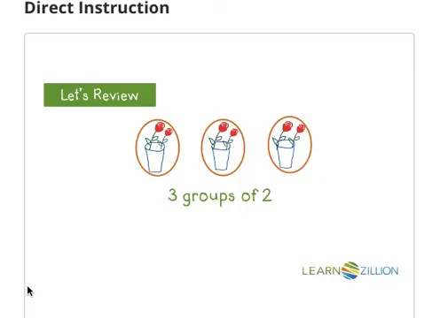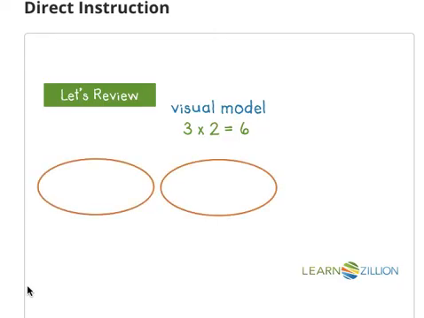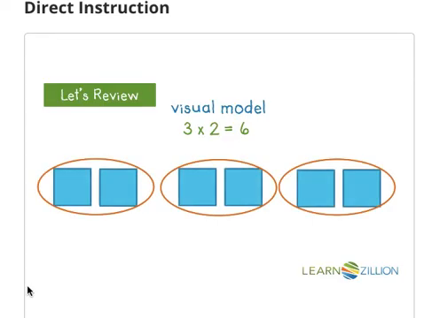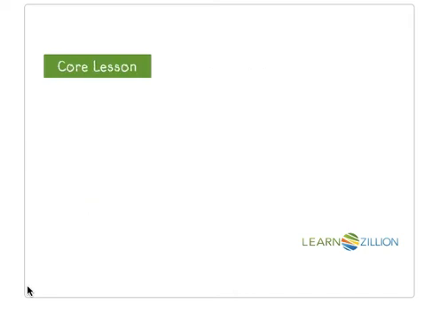3 groups of 2, or 2 plus 2 plus 2 equals 6. Here is a visual model that shows the same equation, 3 times 2 equals 6. 3 times 2 is the same as 3 sets of 2. 2 plus 2 plus 2 equals 6. We can think of multiplying fractions the same way we multiply whole numbers. 4 times 2/6 is the same as 4 groups of 2/6.